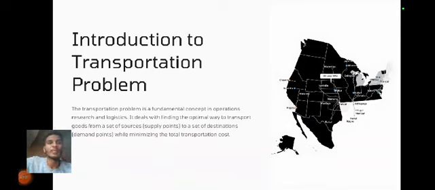Today I got one assignment. My topic is formulation of transportation problem. First we will go for introduction to transportation problem. The transportation problem is a fundamental concept in operations research and logistics. It deals with finding the optimal way to transport goods from a set of sources (supply points) to a set of destinations (demand points) while minimizing the total transportation cost.